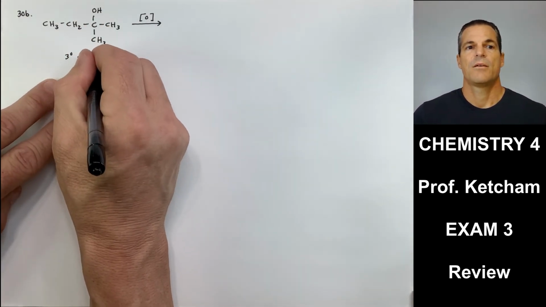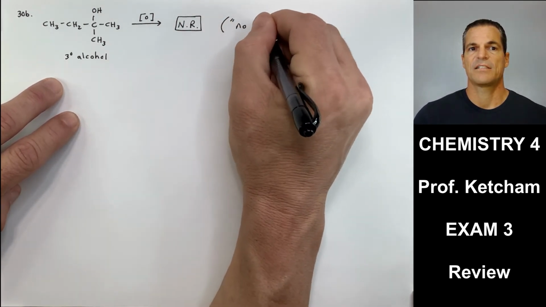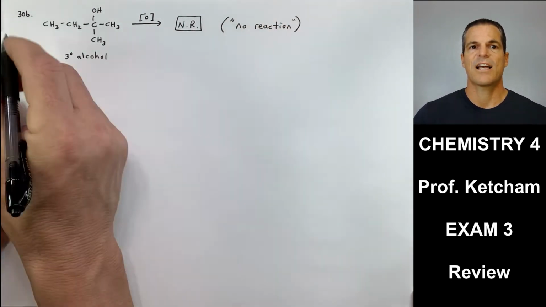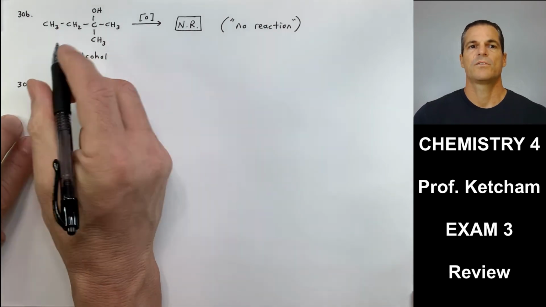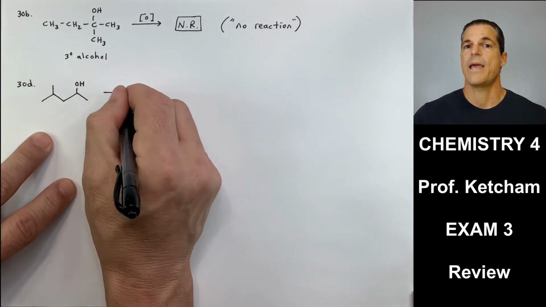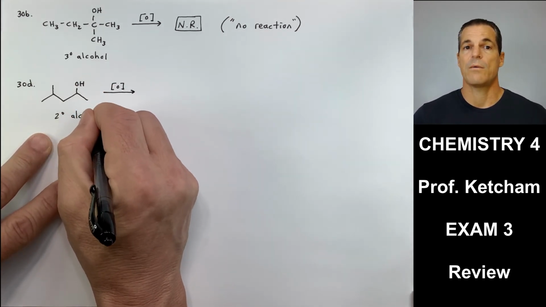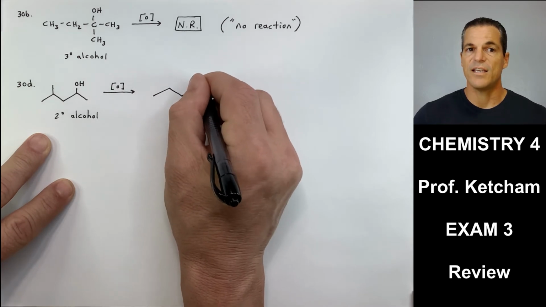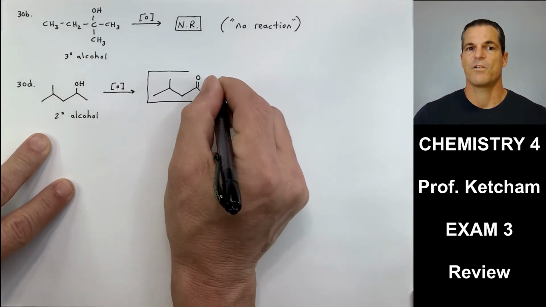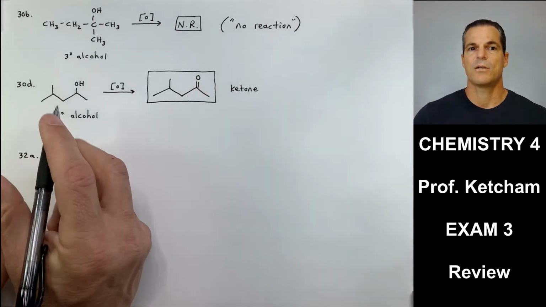Now, B is a tertiary alcohol. You notice the carbon is attached to 3 other carbons. These guys do not undergo oxidation. Tertiary alcohols do not undergo oxidation. This would be NR, no reaction. So we saw the primary alcohol, that one worked. In 30D, a secondary alcohol gets converted to a ketone, and it stops right there. You cannot oxidize a ketone any further.